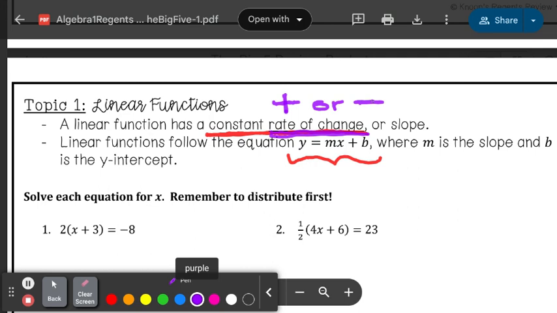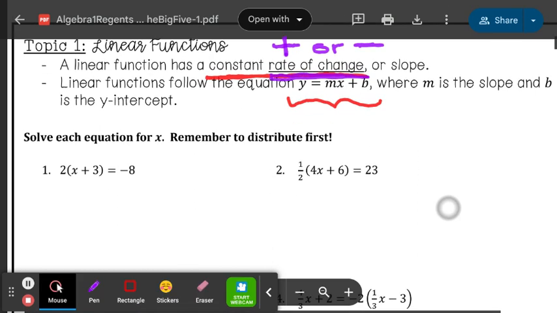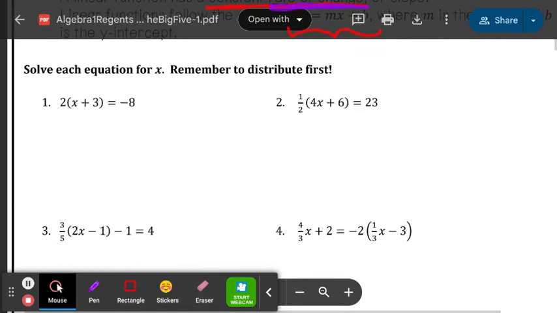So it's weird how this is set up, but these are linear equations down here. The first thing we're going to do before we get into lines and other things is solve for x. And then it just says remember to distribute first.